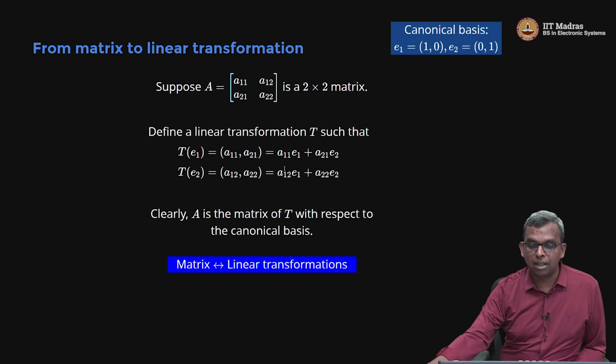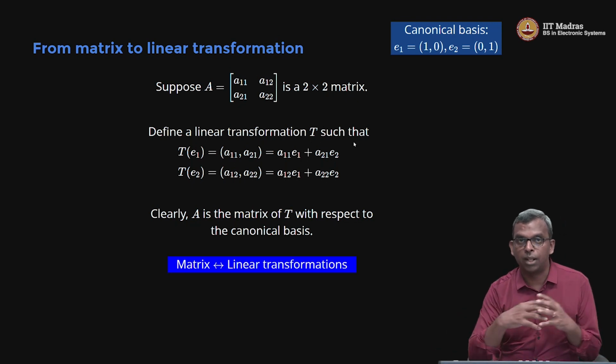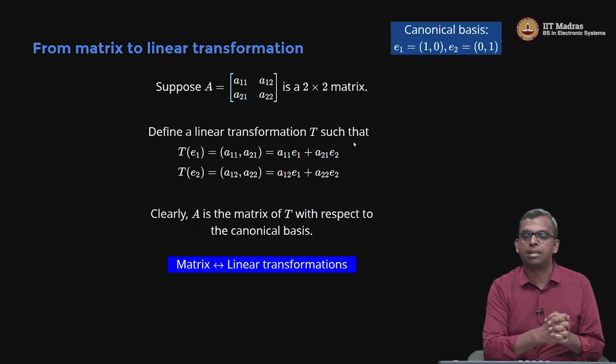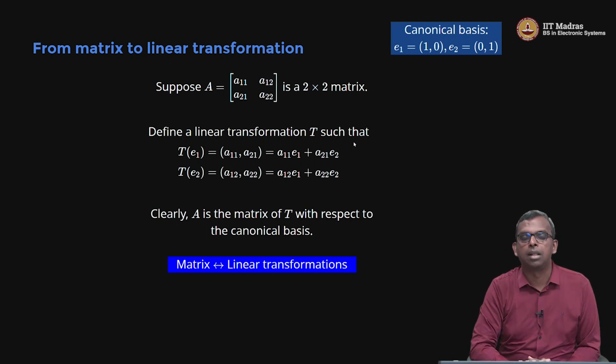So this is a way to associate any matrix you want to a linear transformation. And previously we saw any linear transformation can be associated with a matrix. So this is a two-way connection. Every matrix represents a linear transformation. Every linear transformation can be represented by a matrix. So that concludes this little lecture. Thank you very much.